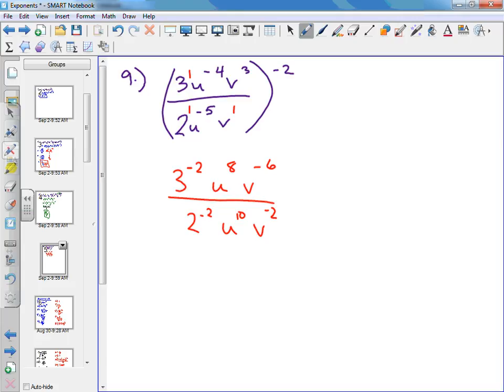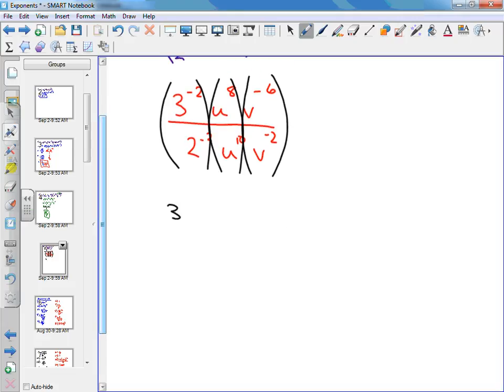Okay, so now, separate the individual problems. So here's one problem, and here's one problem. Do we see that, yes or no? Okay, now that I have my individual little problem there, I'm going to deal with my numbers. Make your fraction line. Where does 3 to the negative 2 go? It goes to the bottom and becomes positive now, so that becomes 3 squared. Where does my 2 to the negative 2 go? It goes to the top.